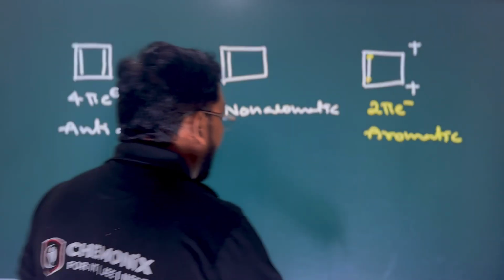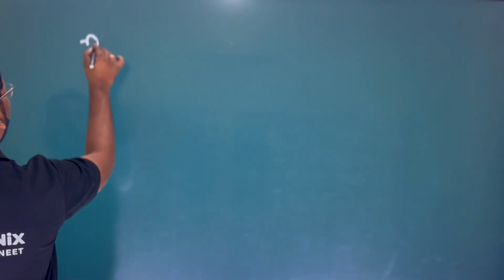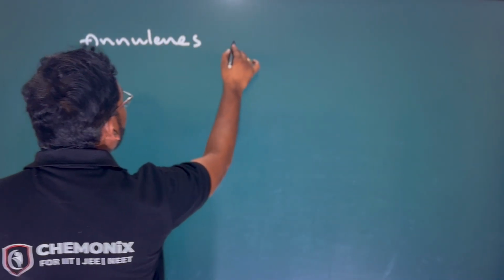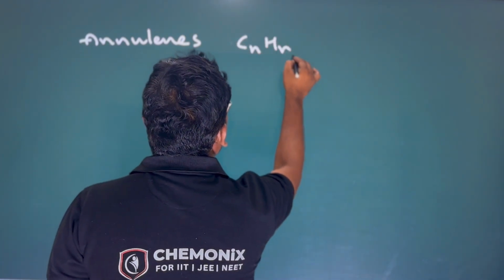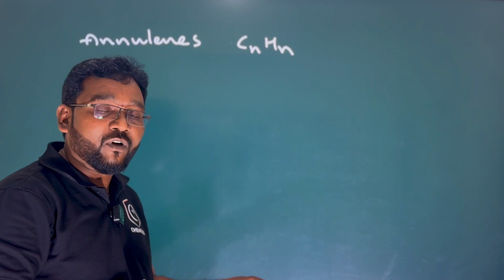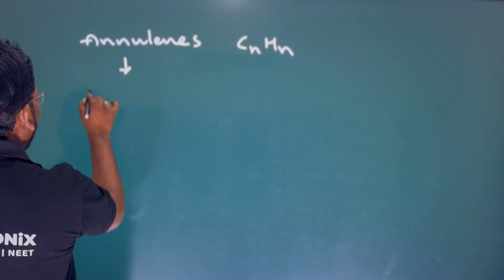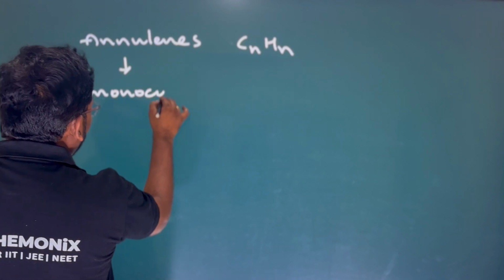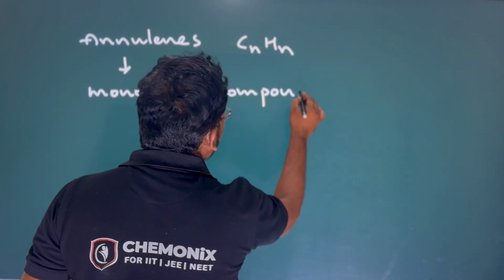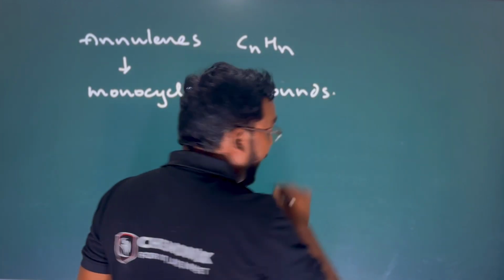Okay, done. Now you guys see that annulenes are there. So what are annulenes? Very simple. Annulenes are those compounds which have the general formula CnHn. The hydrocarbons which have the general formula CnHn are generally called annulenes, and always remember annulenes are monocyclic compounds. The monocyclic compounds having the general formula CnHn are called annulenes.